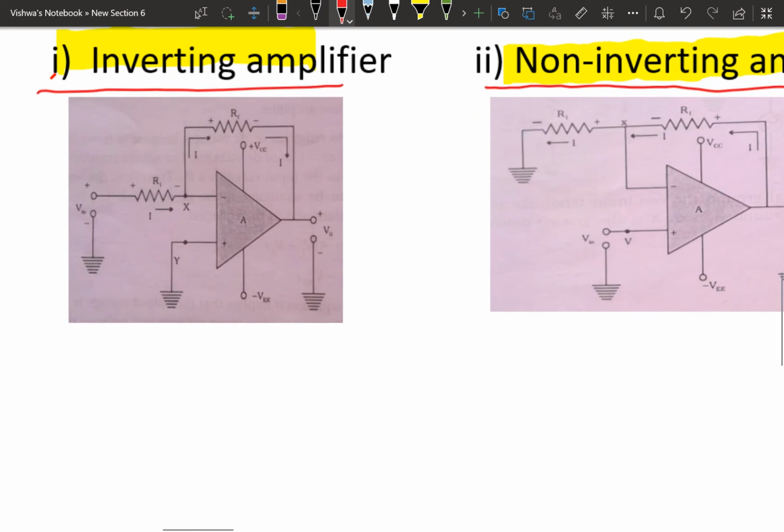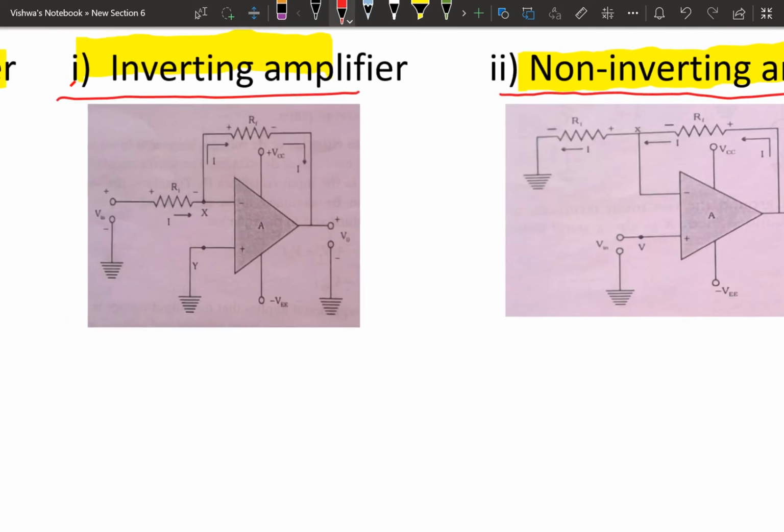The first one is the closed loop inverting amplifier. The name closed loop means there is a feedback circuit. That feedback circuit relates the output voltage and the input voltage, or the output to the input terminal. Here a feedback resistor is connected between the output and input terminal. Usually the input terminal is the inverting terminal. The output is fed back to the inverting terminal of the op-amp.